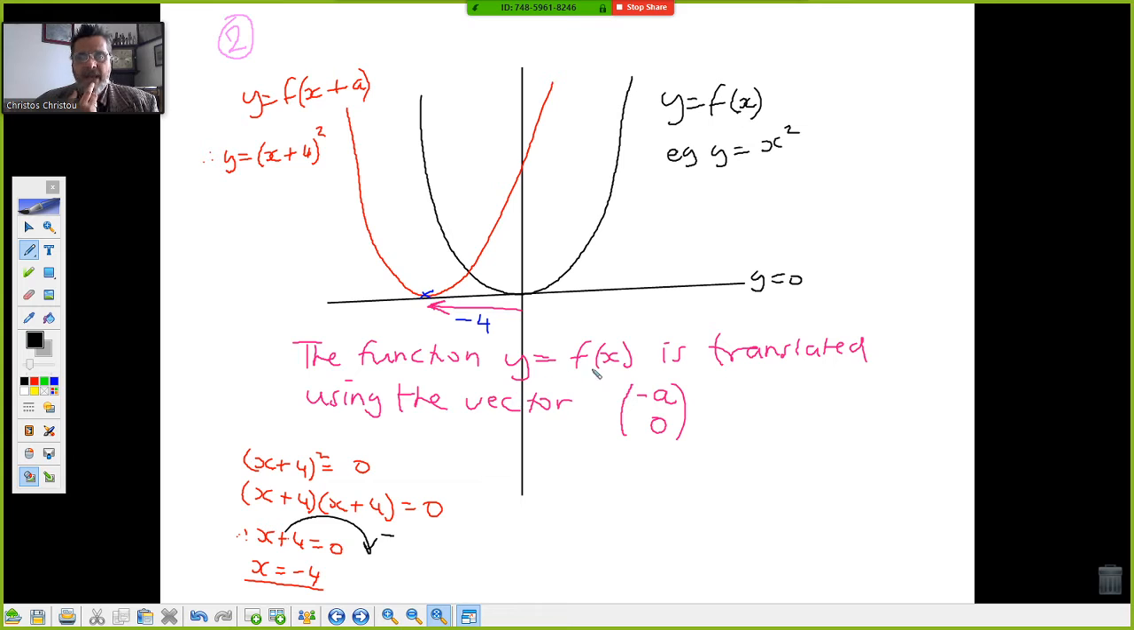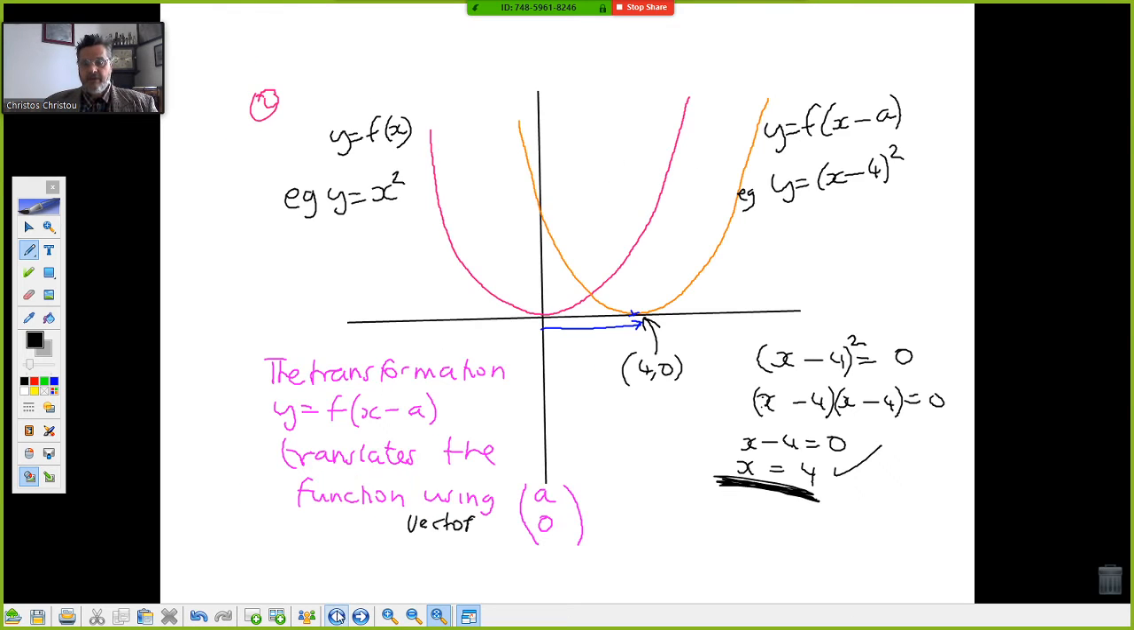So the function y equals f of x is translated using the vector minus a, 0. So you take the a there, 4, and say, I'm not going to go to the right, I'm going left. So you turn left and go minus a, which is minus 4 along, 0, because I'm not going to move the graph up or down. We've done the up and down bit. Is that okay? So that's function translation number 2.